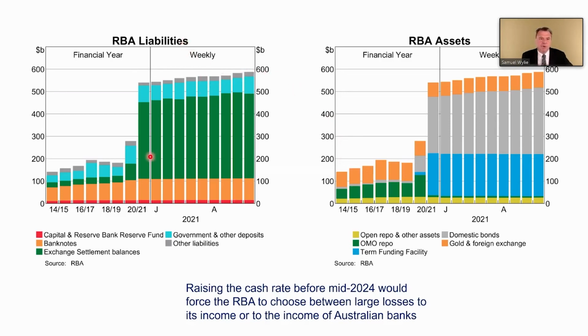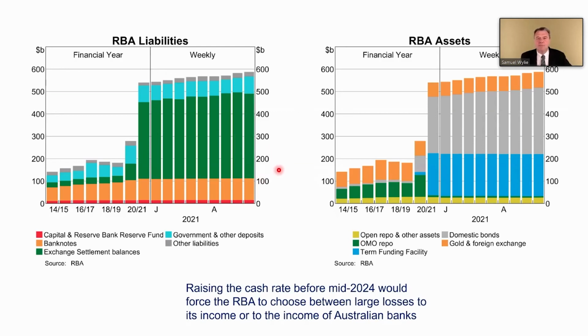And you can see that before COVID-19 came along, they were just enough to run the payment system. These are called exchange settlement accounts. Just enough to make the payment system work, because the big payments go through those accounts at the RBA. But this quantitative easing and term funding facility has caused this over here. So these banks now have $400 billion of deposits at the RBA and they get zero interest on them.